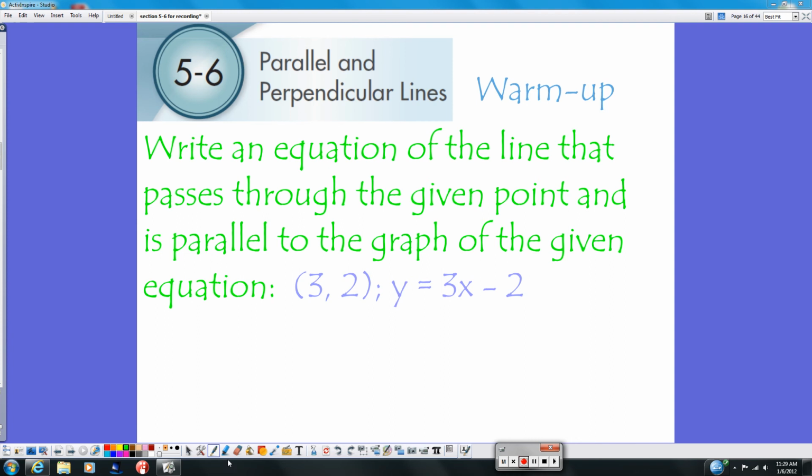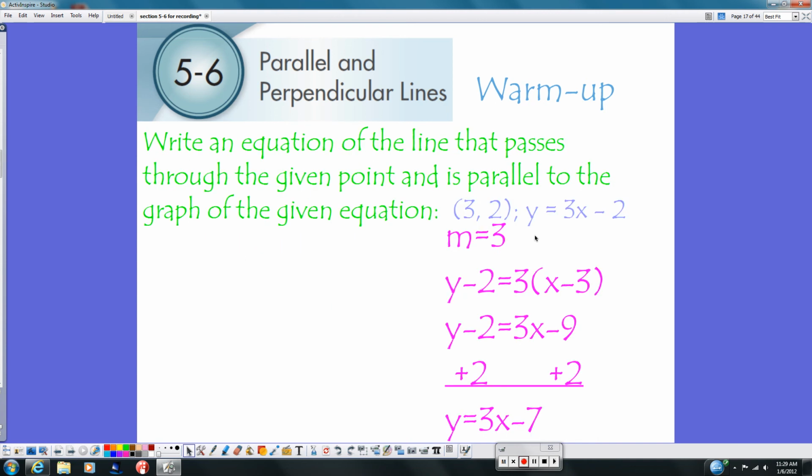Let's do a quick warm-up here and review what we did in the first part of this section, where we are writing the equation of a line that passes through the point and is parallel to the graph of the given equation. So our point is (3, 2). Our equation is y equals 3x minus 2. Go ahead and come up with the equation and we'll see how you do.